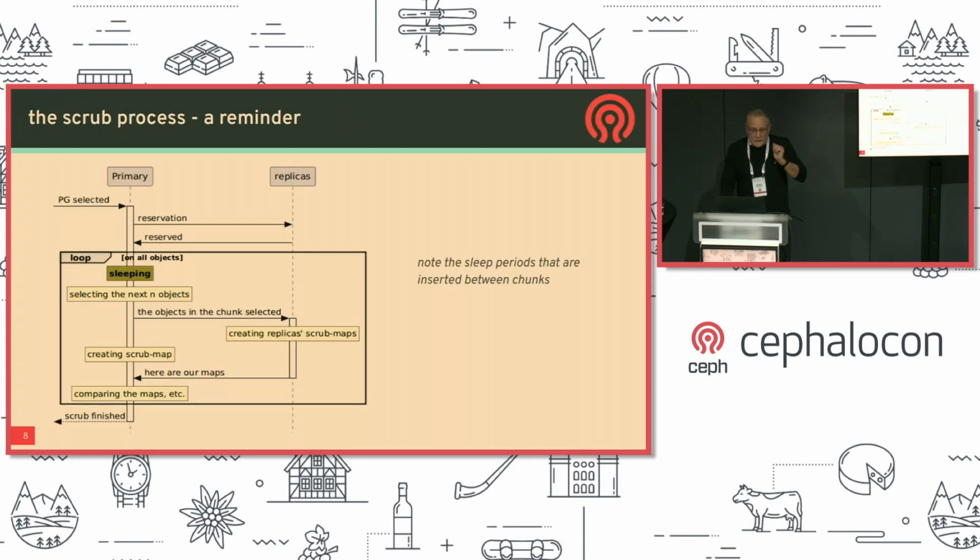I'm not going to dwell too long on this slide, but just to remind you, the way scrub works is this. The basic state machine, how's it called? Forgot the name of the UML. The transition is after you perform a reservation of the replicas, we are looping over chunks, over all the objects in the PG, chunk by chunk. And for each chunk, we are asking the replicas to perform their own scrub, their own data collection, create their own scrub map. The primary is doing the same, and then the results are compared.